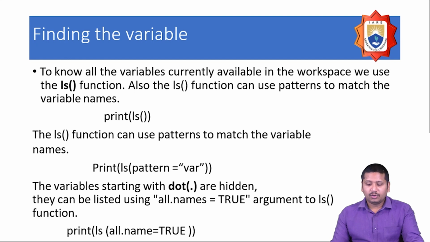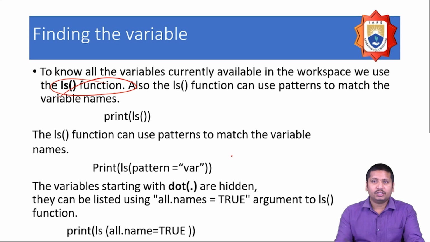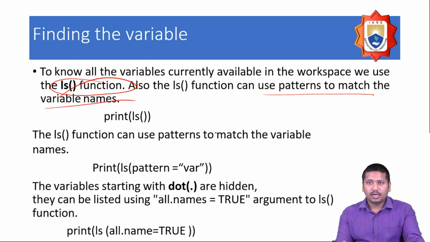Finding the variables. How can I know what variables are available? To know the variables currently available in the workspace, we can use the ls function, and this ls function can use a pattern to match the variable names, like print(ls(pattern = "variable name")).